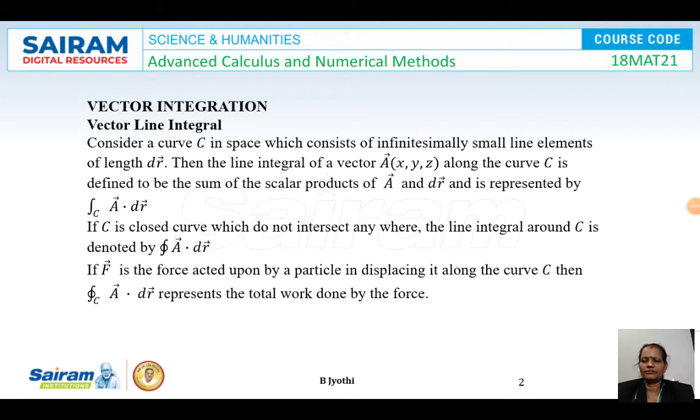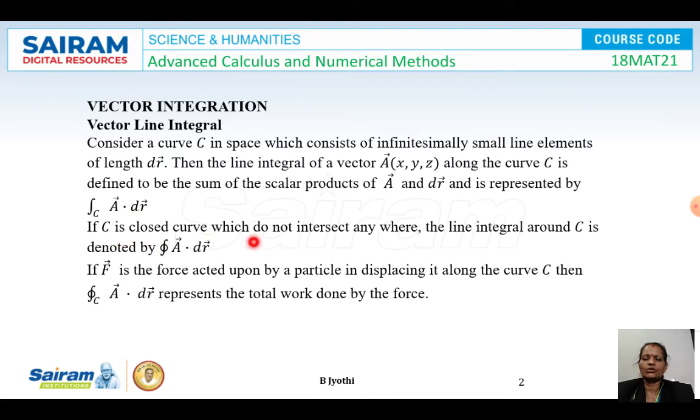Vector integration. First, we will discuss the vector line integral. When we consider a curve C in space which consists of infinitesimally small line elements of length delta r, then the line integral of the vector A of x, y, z along the curve C is defined to be the sum of the scalar products of A and dr, and it is represented by the integral along C of A dot dr.